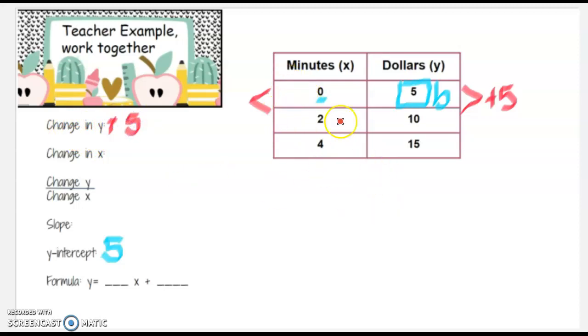Okay, so now on my x side, my change in x from 0 to 2, I have to add 2, right? So if I added 2 plus 2, I would get 4. So I know that it does work. So plus 2. When I set them up as a fraction, remember, change in y over change in x. That means that I have to put my plus 5 over my plus 2.